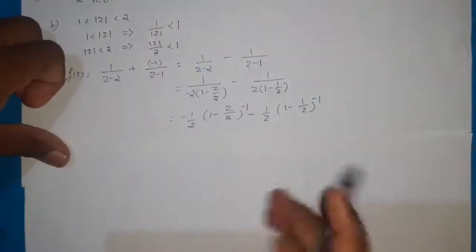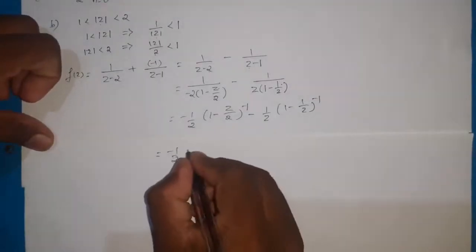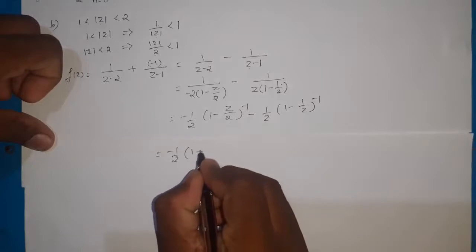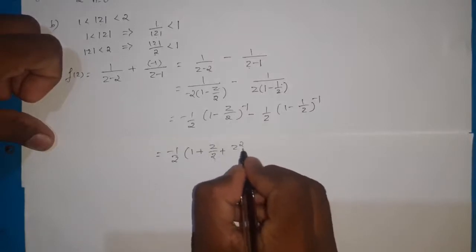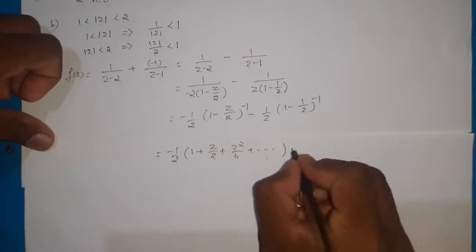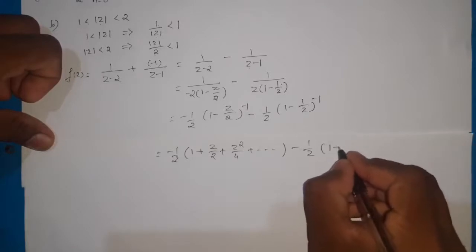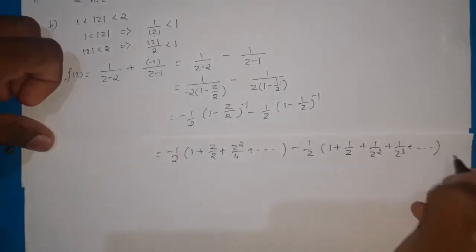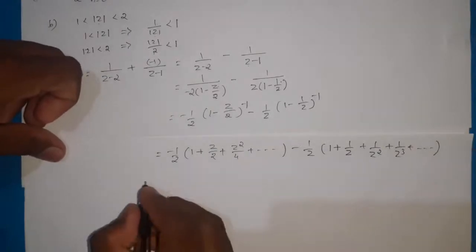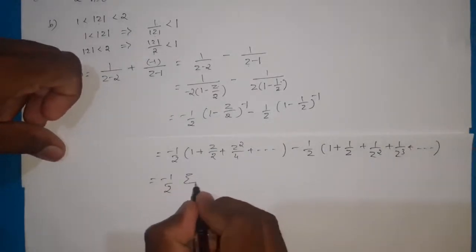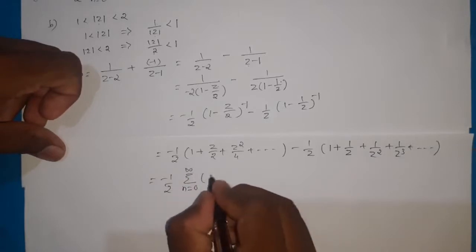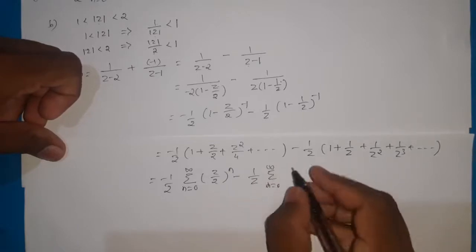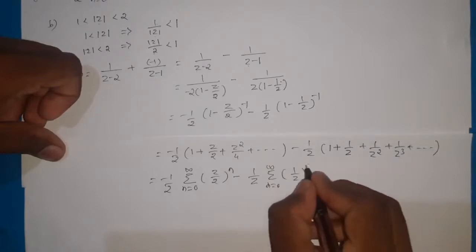Then write the expansion of this one. This is -1/2, and here (1 - x)^(-1), where |x| less than 1. So therefore 1 + z/2 + z²/4, and so on up to infinity, minus 1/z times (1 + 1/z + 1/z² + 1/z³, and so on up to infinity). So now write this in the summation form: summation over n equal to 0 to infinity (z/2)^n, minus 1/z summation over n equal to 0 to infinity (1/z)^n.